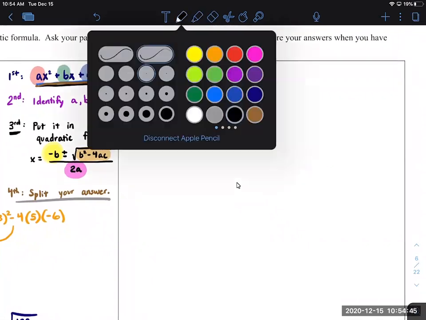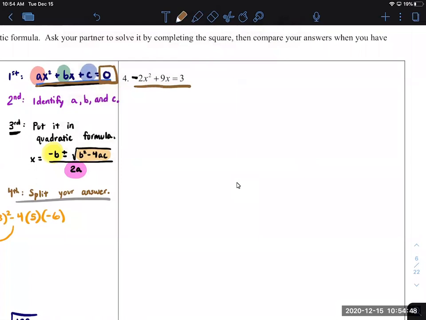All right, so first thing, when I look at this, something doesn't seem right. Remember, it needs to be in this form. It needs to be equal to 0. So I'm going to subtract 3 on both sides. And that gives me -2x squared plus 9x minus 3 equals 0. So for the rest of the problem, please use this form.